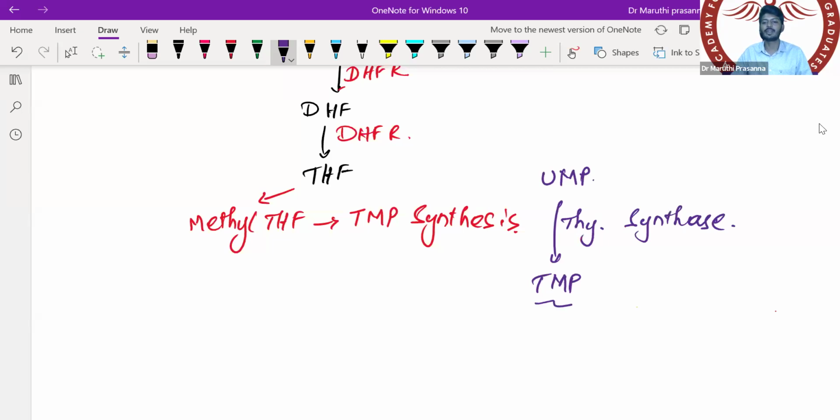This thymidylate monophosphate is a type of nucleotide. Nucleotides help in the replication of the cell, and methyl tetrahydrofolate also helps in the metabolism of which amino acid? Come on, tell me quickly.